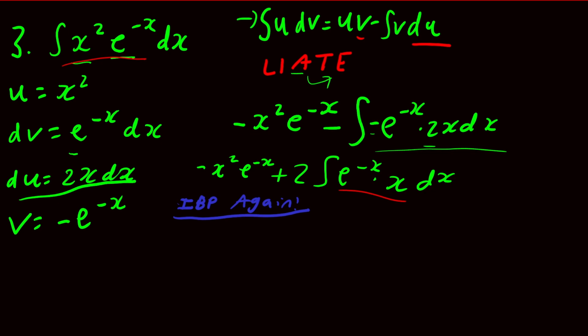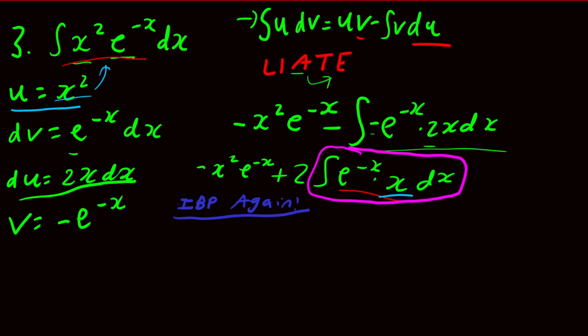But first, we need to talk about something very important. When you do integration by parts multiple times, you cannot change your u. We made u the algebraic expression in our integrand, x squared. So we're going to make u the algebraic expression again in this integration by parts. So in the second integration by parts, we're going to focus on this.